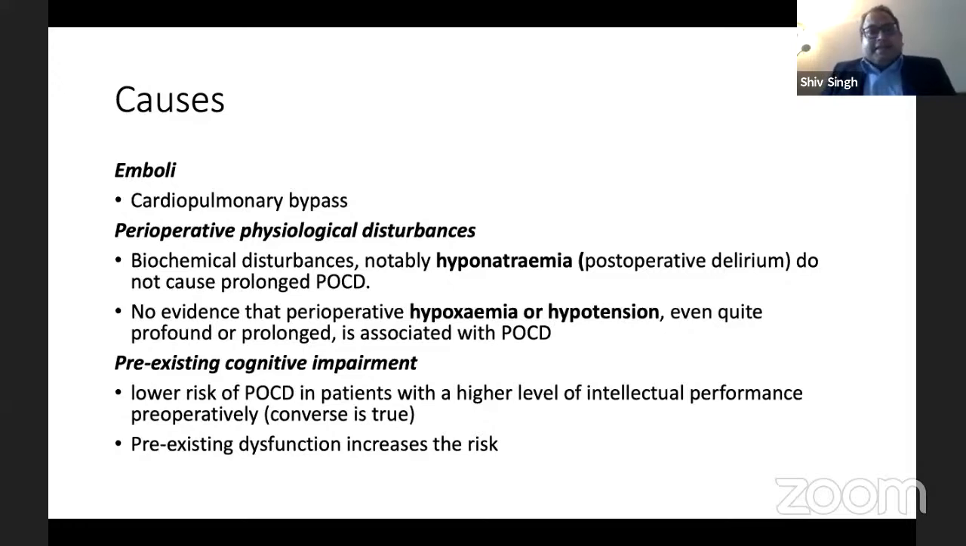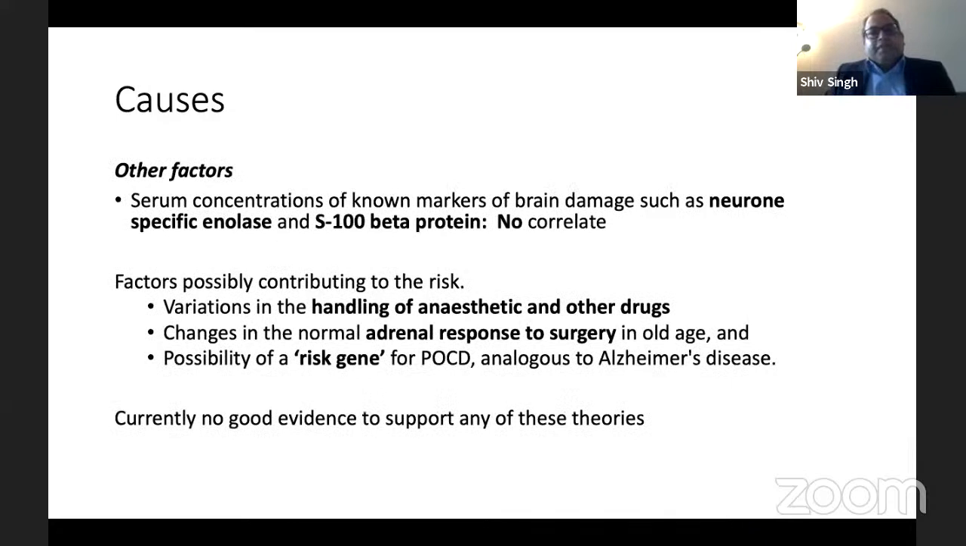I have already said this, pre-existing cognitive impairment remains a risk factor. And the educational level or educational performance is a risk factor. So somebody who has low educational performance is also at risk for POCD. Researchers have tried to look at whether there are any markers of brain damage that may lead to POCD, and they have looked at neuron-specific enolase, S100 beta protein. There is no correlation at all. So there are no markers.